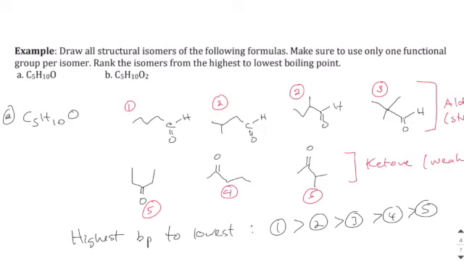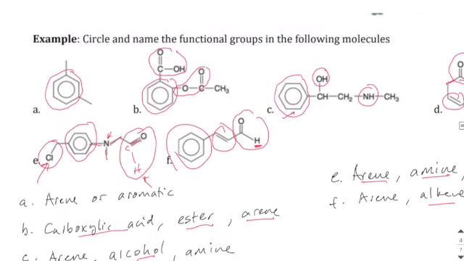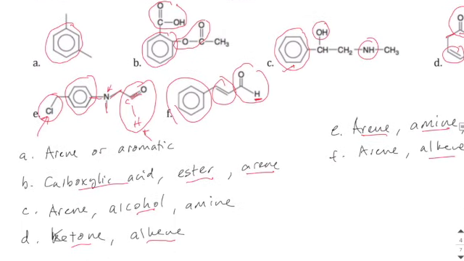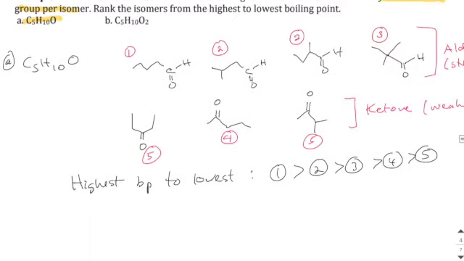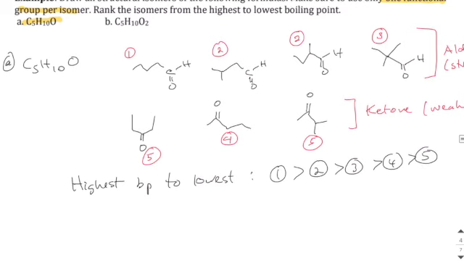So let's take a look at an example of drawing structural isomers for a given organic molecule's formula. We have here 2 different formulas. Actually, I'm going to work on one of them. It says here to draw the formula C5H10O, and then you should only use one functional group per isomer. So that's key information. You don't want to mix different functional groups in one. We saw in the previous example that molecules tend to contain a few functional groups, but in this specific example, we just want to do one. And then we also want to rank the isomers once we draw them from highest to lowest boiling point.